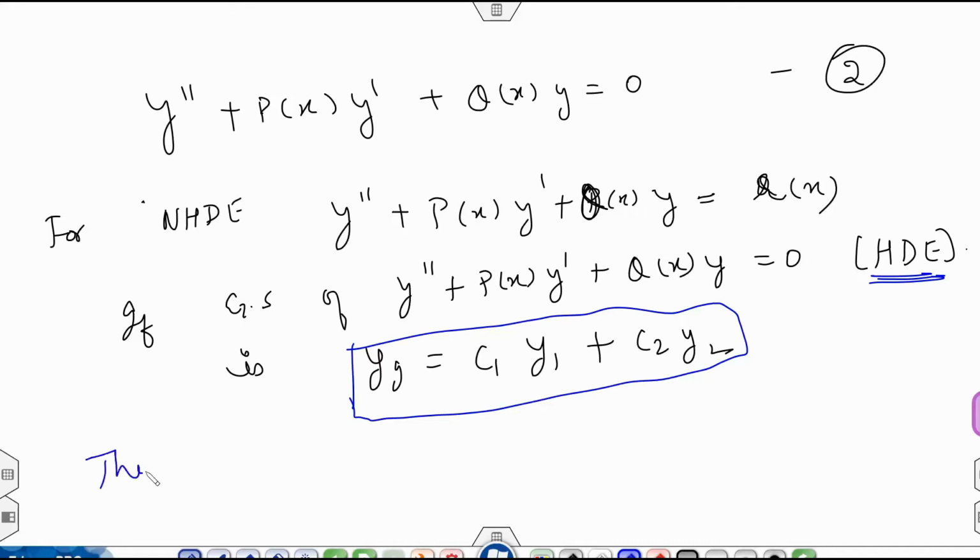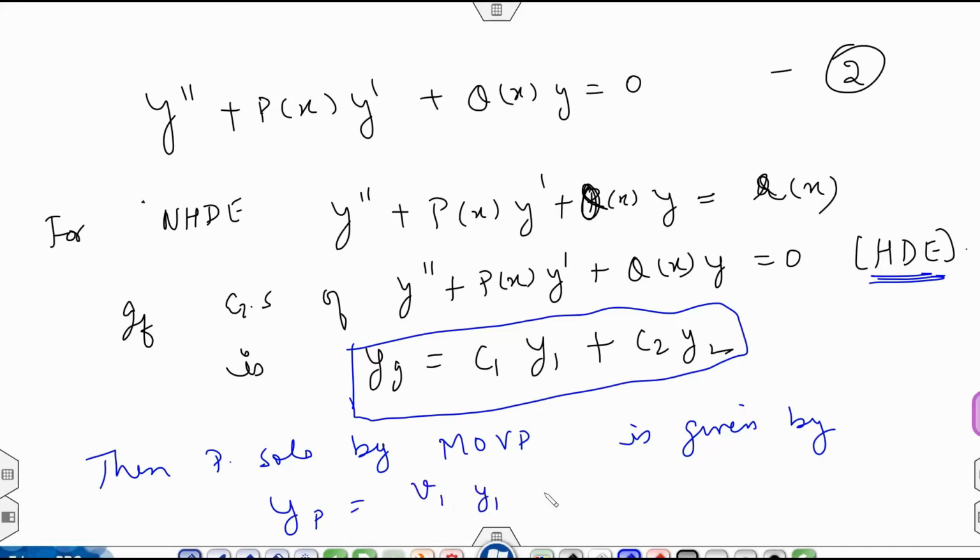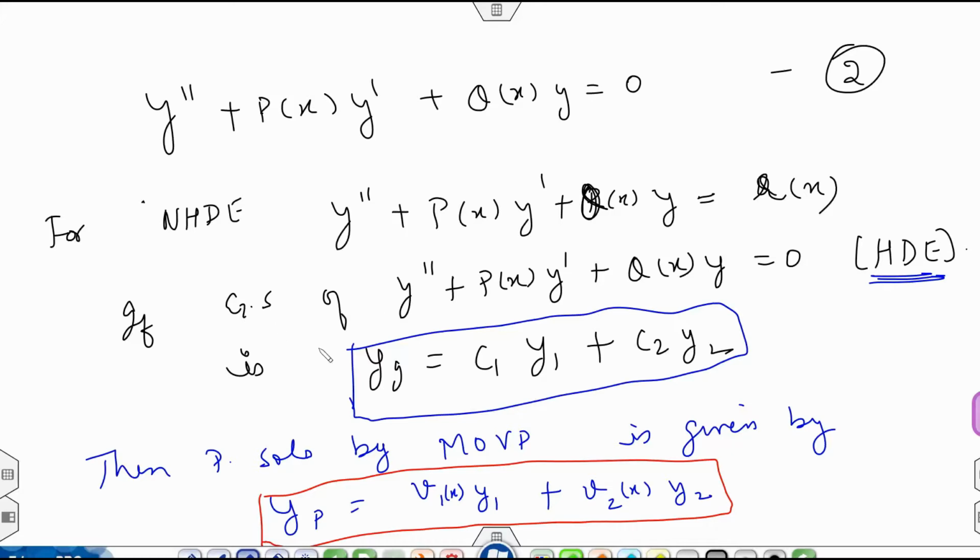Then the particular solution by MOVP, that is the method of variation of parameters, is given by yp equal to v1 y1 plus v2 y2. These are functions of x. Now just see what you have done. You have found the general solution for the homogeneous part. Then you have replaced c1 with v1 and c2 with v2. So now you have to find this v1 and v2 to find the particular solution.